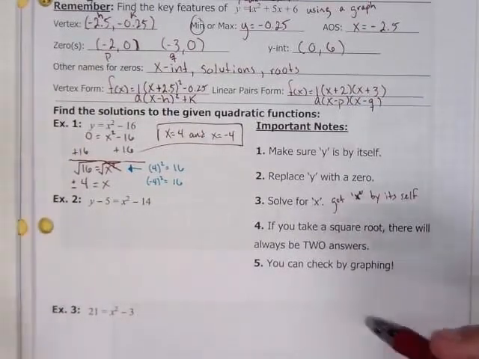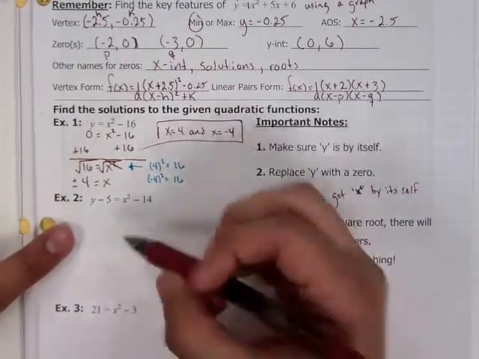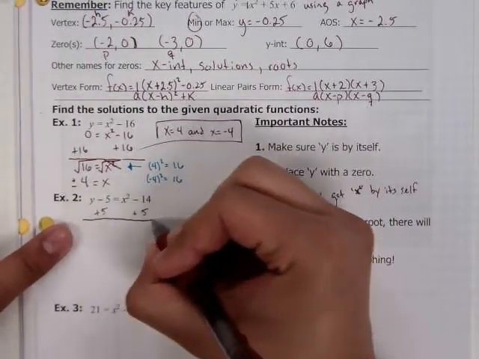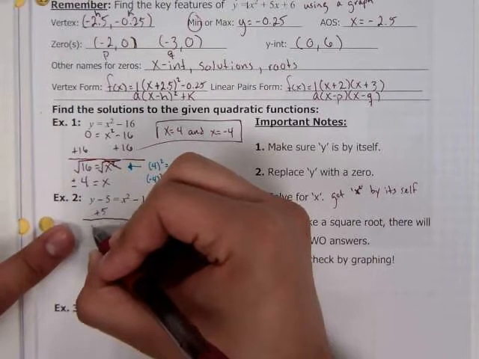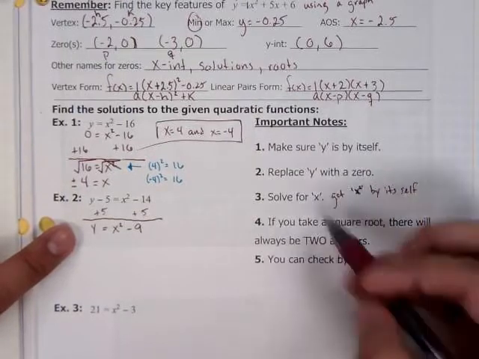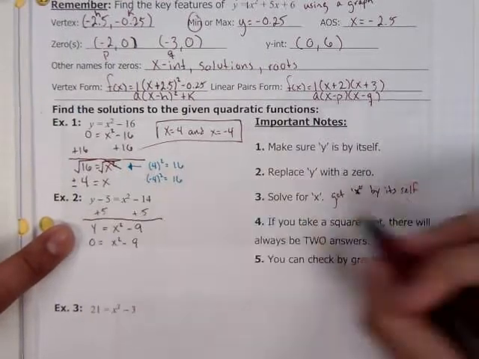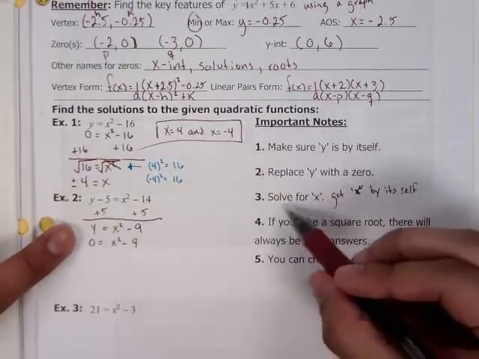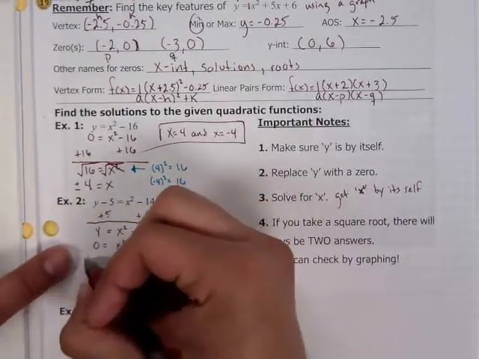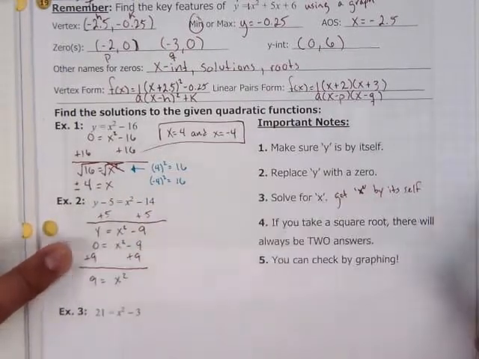So example 2. Step 1 is to get y by itself. So the only thing I need to do is move this 5 over. So y equals x squared minus 9. Step 2, replace y with 0. 0 is equal to x squared minus 9. Step 3, solve for x or get x squared by itself. To get x squared by itself, I just need to add 9 to the other side. 9 is equal to x squared.